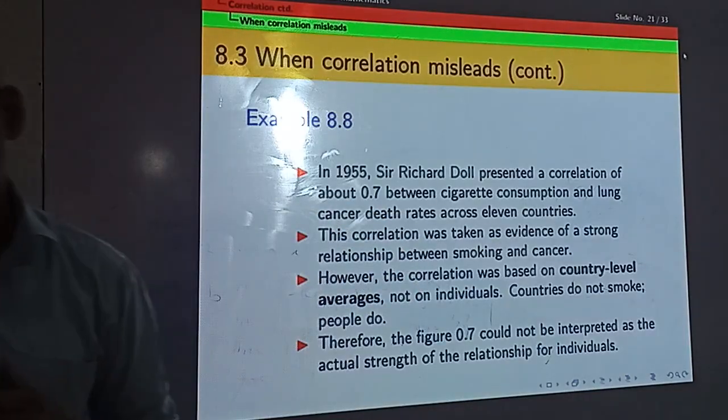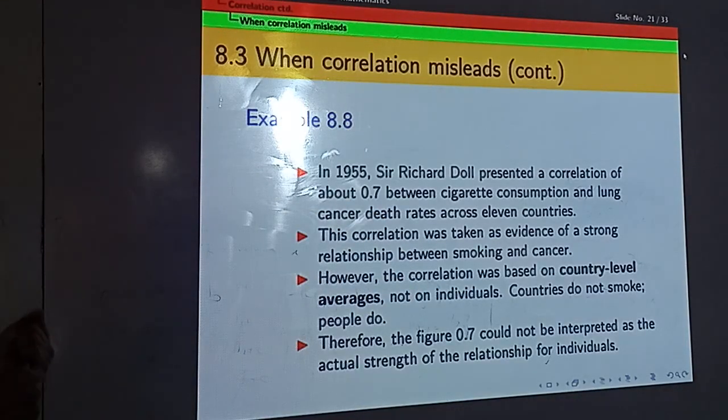Right? So that is something that you have to remember also, because for example in a country, right, so in one country maybe this is the smoking rate, the lung cancer rate, it may be average is somewhere here. In another country it may be somewhere here. In another country it may be somewhere here. So if you look at this, it looks like there is a very strong relationship.